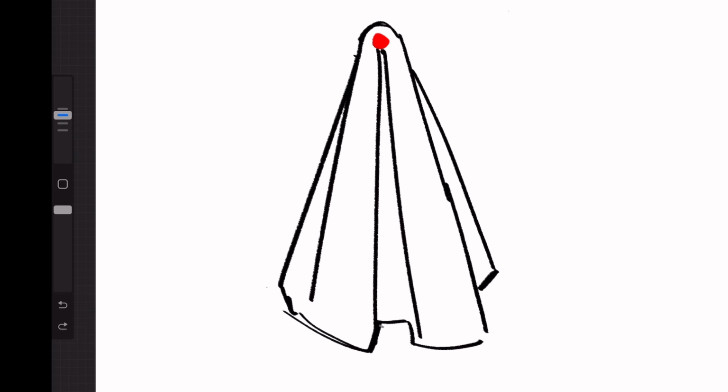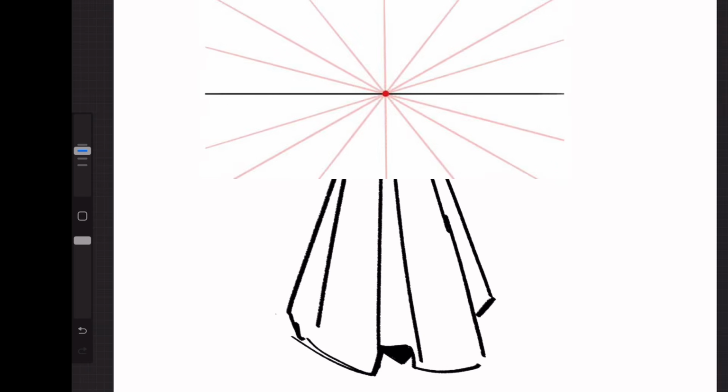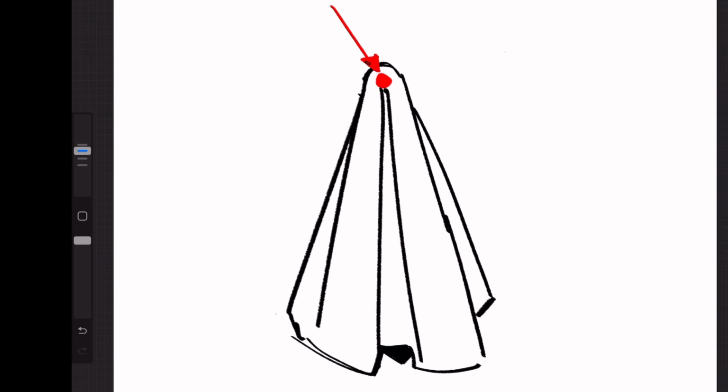And notice that the lines that represent the folds in the towel all lead either directly to or towards the tension point, and so personally, I treat it as though the tension point is like a vanishing point, and the folds in the clothing are like the perspective grid all pointing to and converging at the vanishing point, or in this case, the tension point.